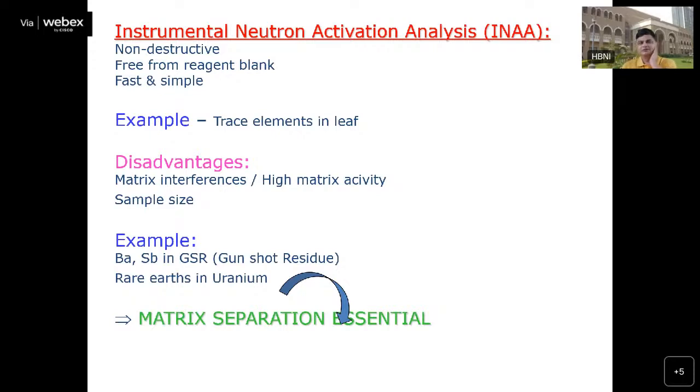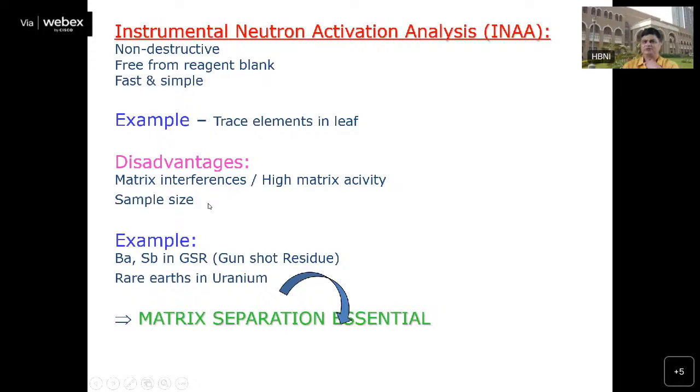And these are the advantages and disadvantages. Please ignore these down parts. For instrumental neutron activation analysis, it is non-destructive and free from reagent blank, because you have not added any kind of reagent to the sample. It is fast and simple, as we have given the example of trace elements in leaf.